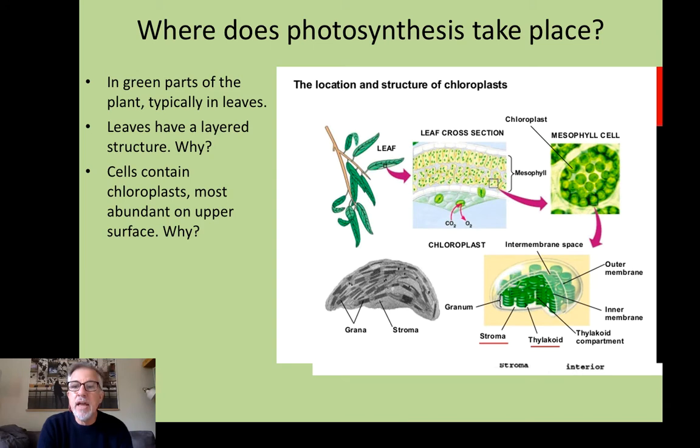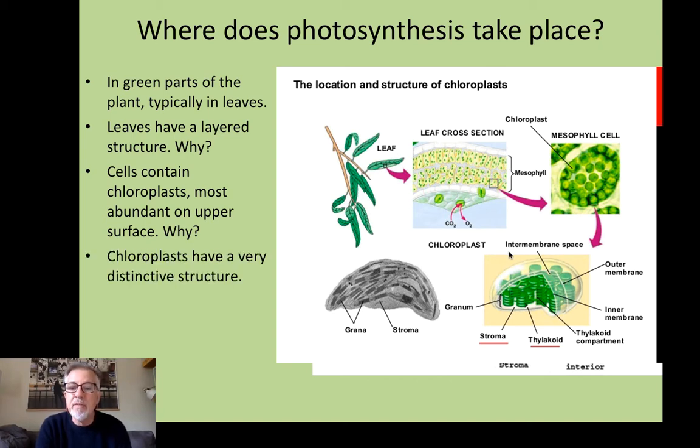Now, the cells contain chloroplasts, and if you actually look carefully in a plant, this upper layer has a more abundant number of chloroplasts than this lower layer. It's not really clear in this diagram. And can you guess why that would occur? Yeah, you probably guessed that the upper surface of the leaf is closer to the light and there's less light getting through to the bottom. So there need to be more chloroplasts.